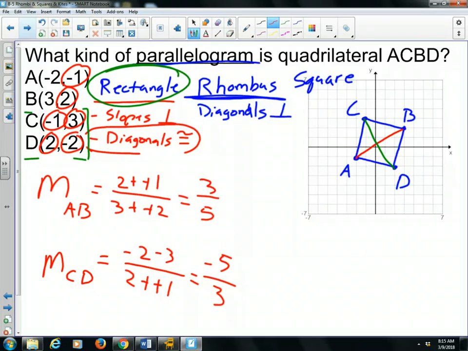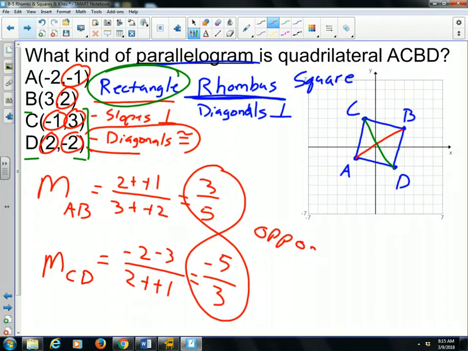In class, what do you notice about these slopes? They are opposite reciprocal. If they're opposite reciprocal, they're perpendicular. And if they're perpendicular, that means we have ourselves a rhombus. So this shape up here, this parallelogram, is a rectangle and it's a rhombus.